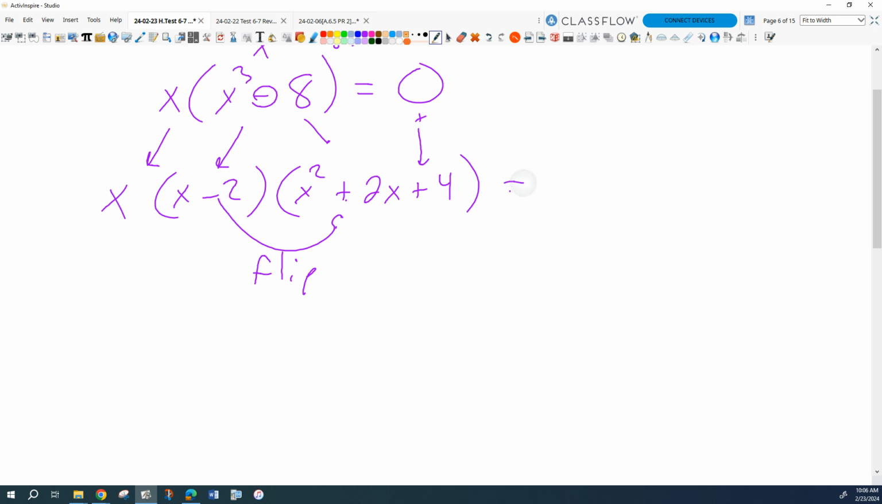Okay, when this is equal to 0 and I go to find the solutions, what's the value of x that makes that factor 0? 0. How about that one? Positive 2. Right? Remember we said about that, that's the irreducible quadratic. It's never going to factor, and it's never going to give you real zeros.